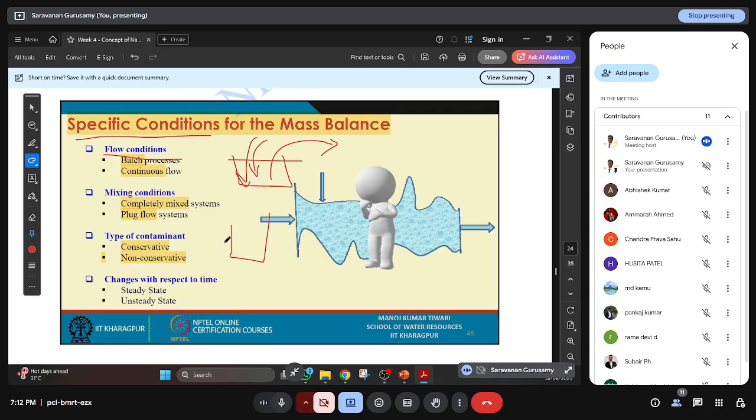If you have a tank where water is continuously going in, and continuously coming out after treatment, so I am continuously adding and it's continuously coming out, then it is called a continuous flow tank. We can split reactors into batch reactor or continuous reactor.